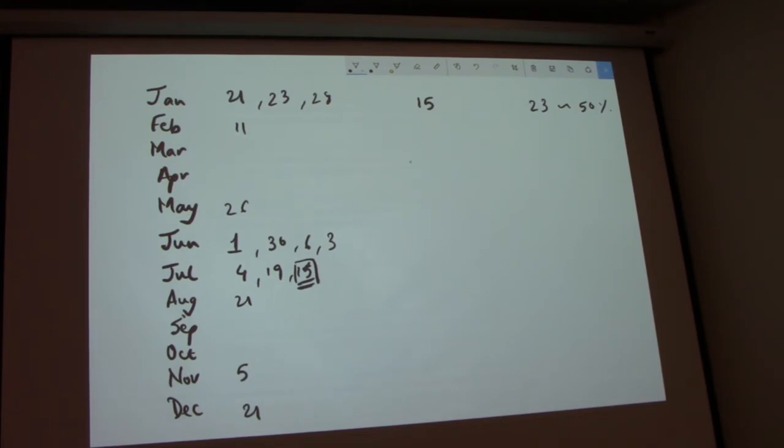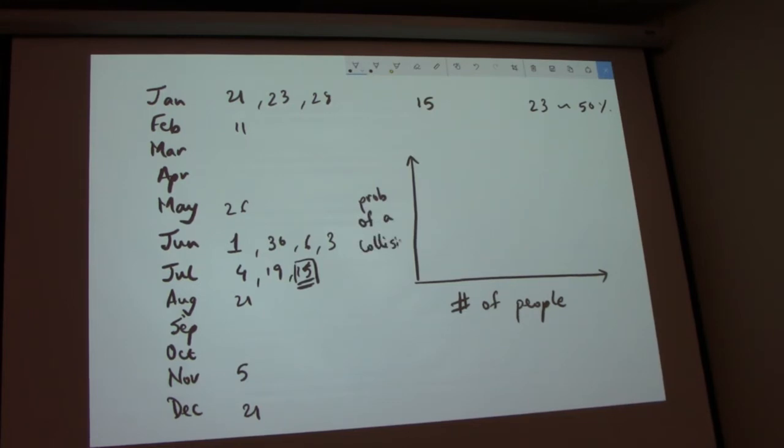So if I were to plot this, and my x-axis was the number of people I asked their birthdays, and this is the probability of a collision, then this curve looks something like this.